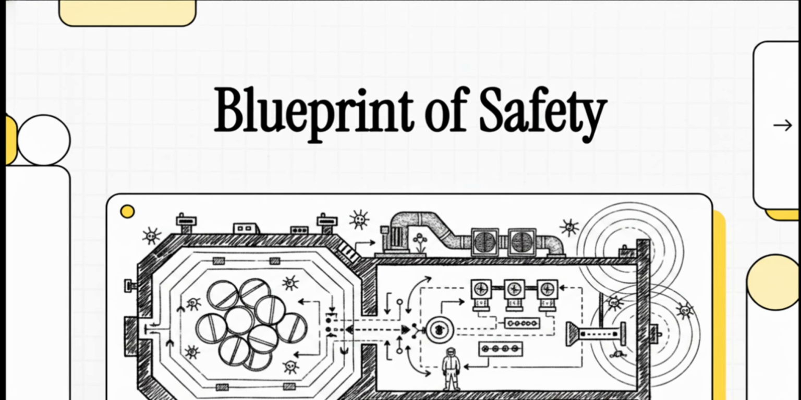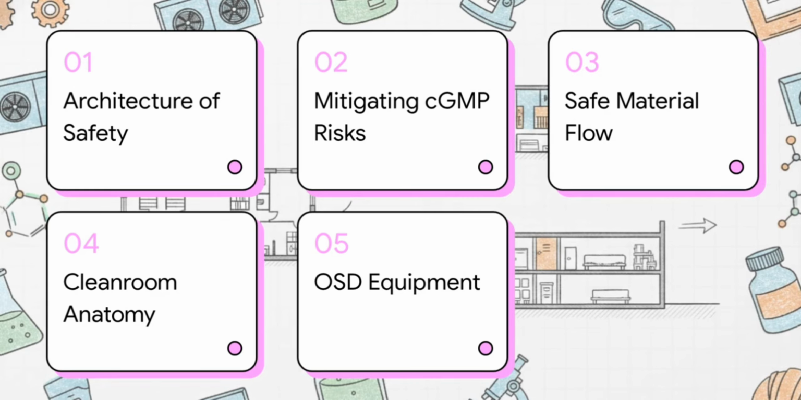Every single architectural choice we're going to talk about is deliberately made to protect the product, ensure health and safety, and defend against microscopic invaders. Okay, let's dive right into this. Here's our macro to micro journey for today. First, the architecture of safety. Second, mitigating cGMP contamination risks. Third, mapping safe material flow. Fourth, cleanroom anatomy and design. And finally, oral solid dosage equipment.